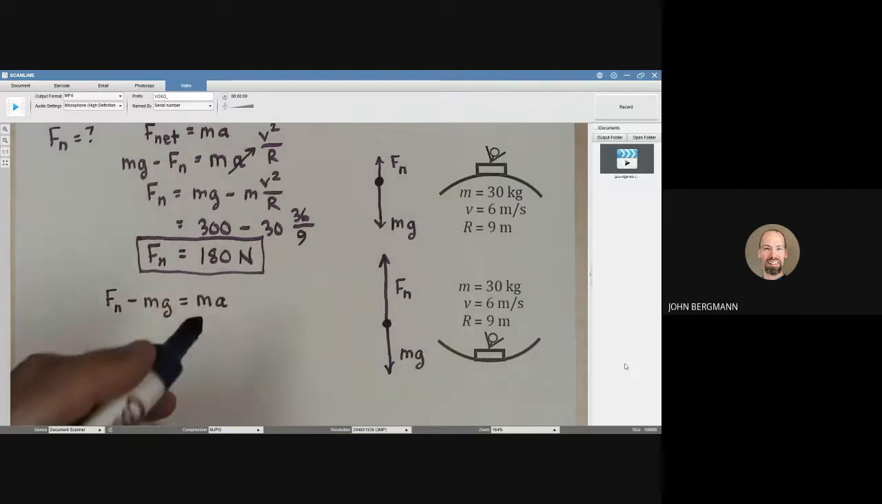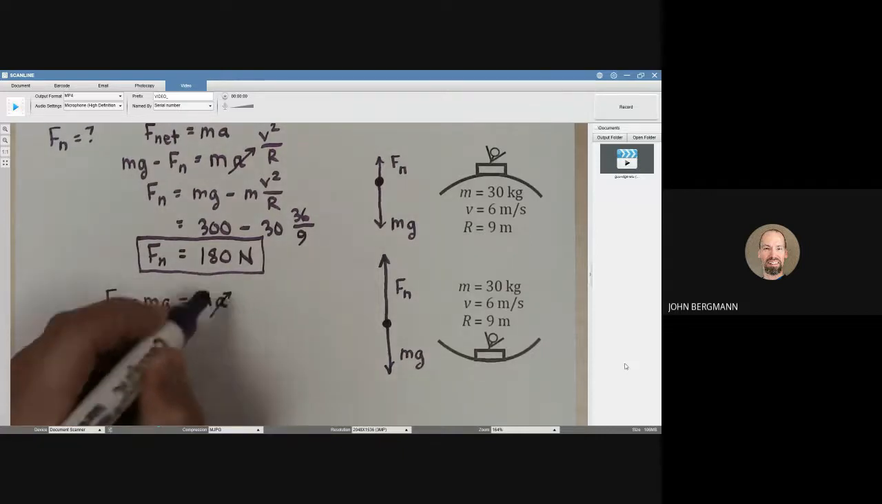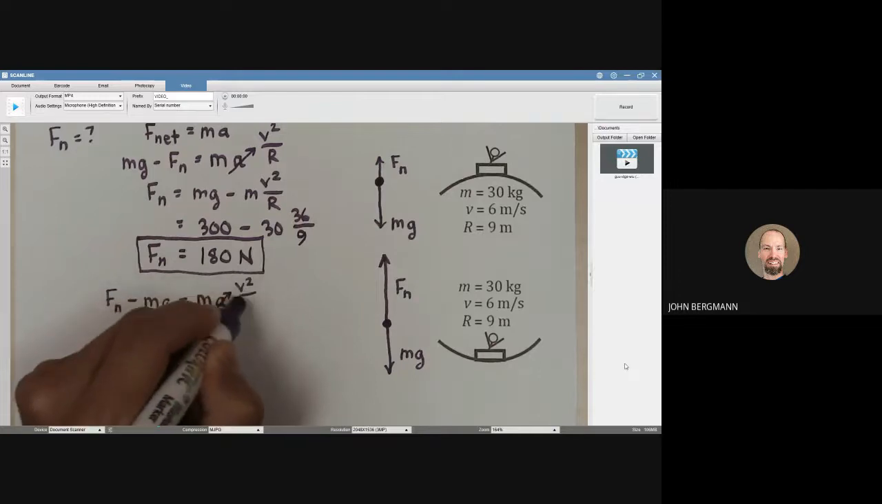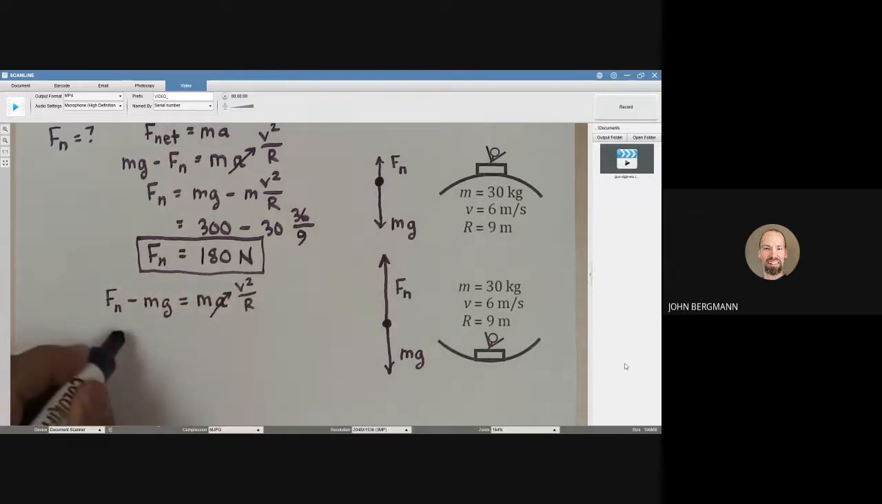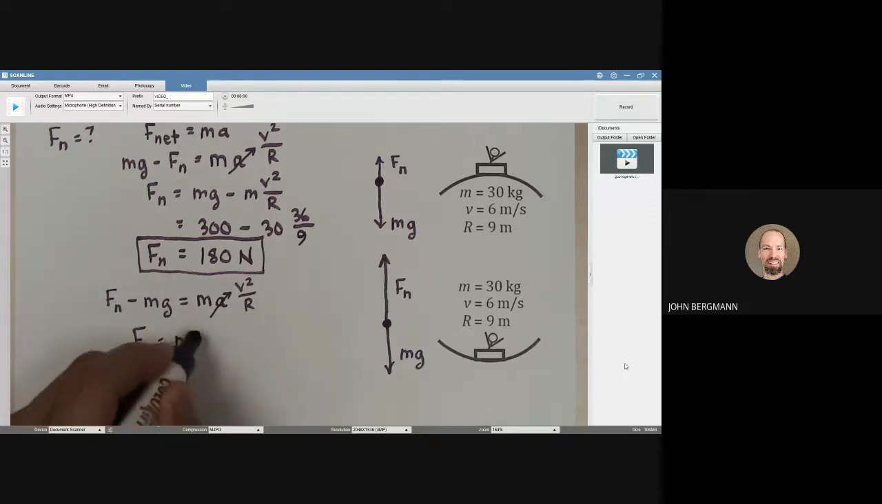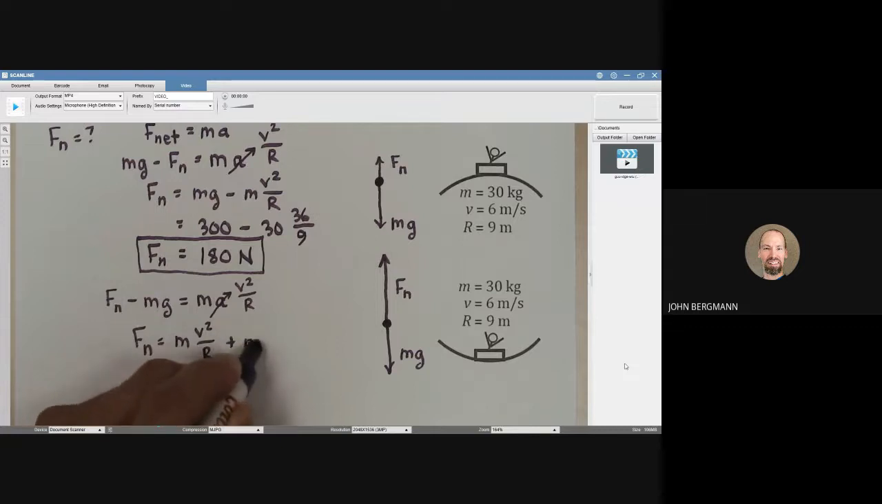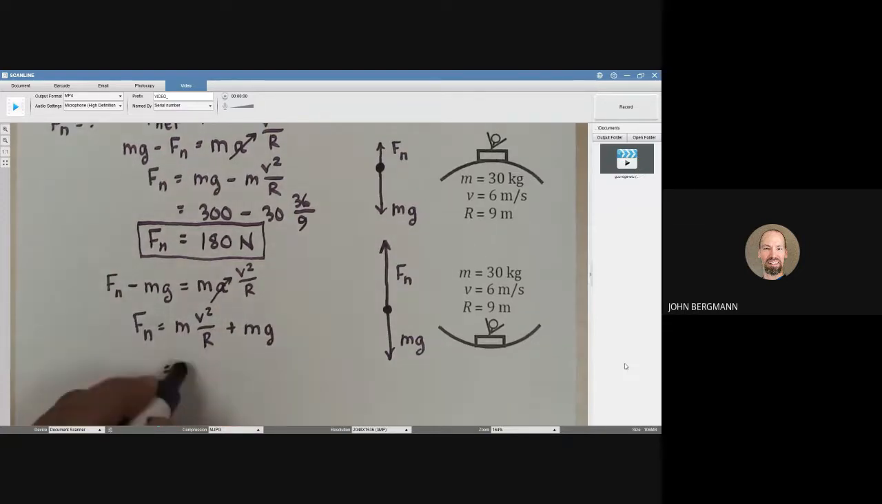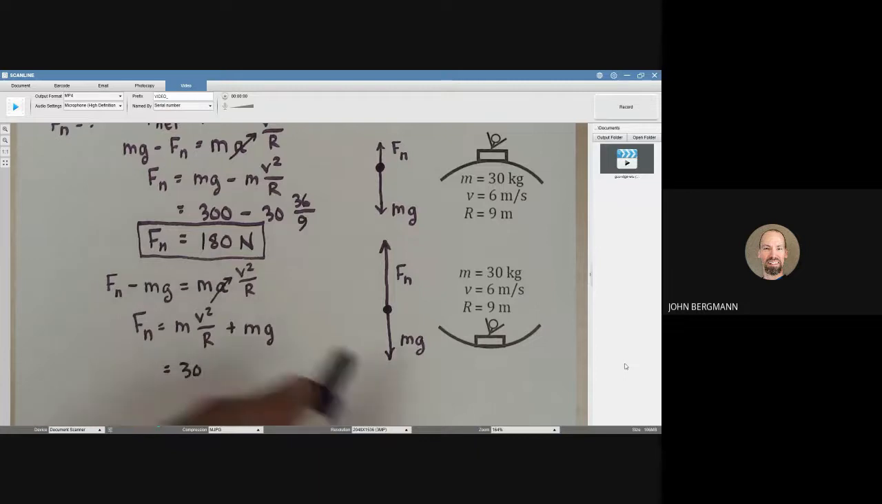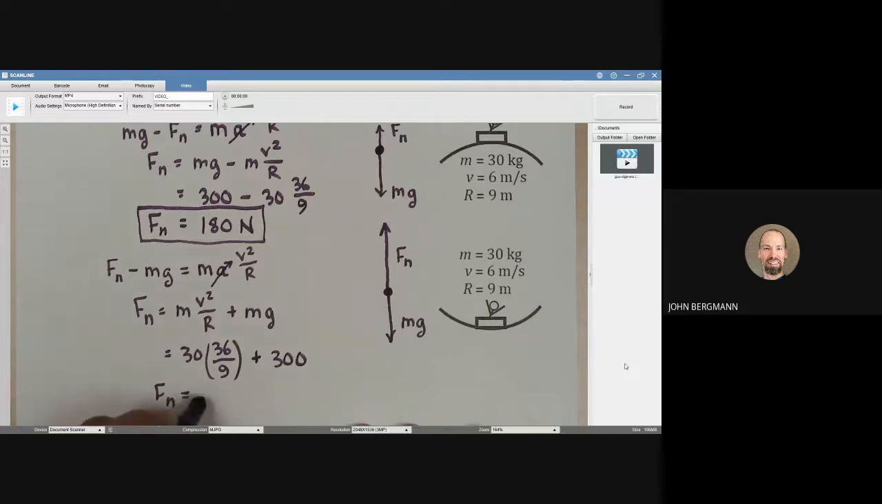And this is uniform circular motion, so the acceleration is v squared divided by r, which means that the normal force is equal to mv squared over r plus mg. The mass is 30, v squared is 36, r is 9, so that's 120, just like it was, plus 300, which is going to be 420.